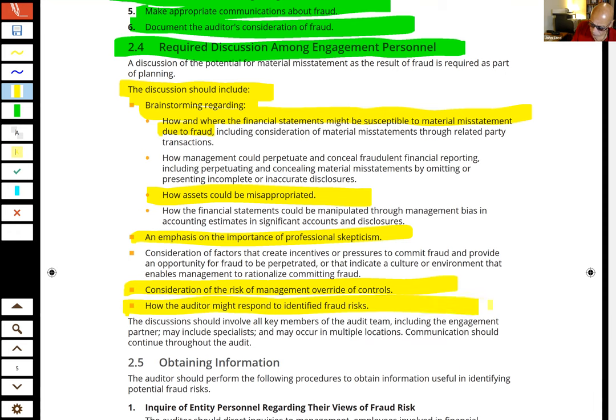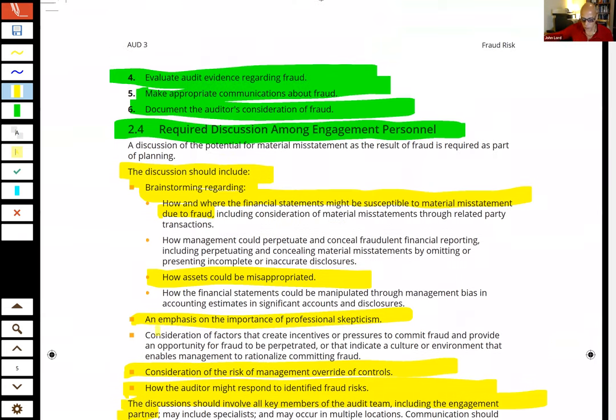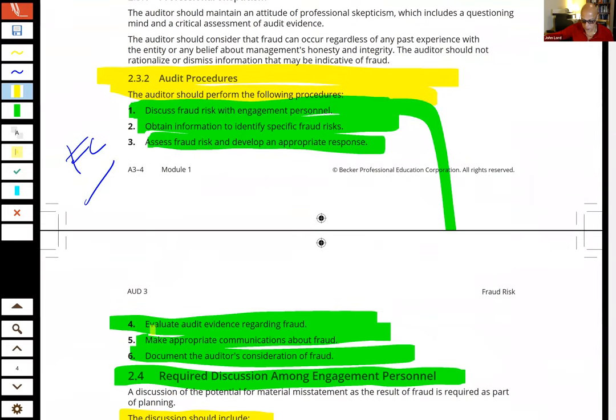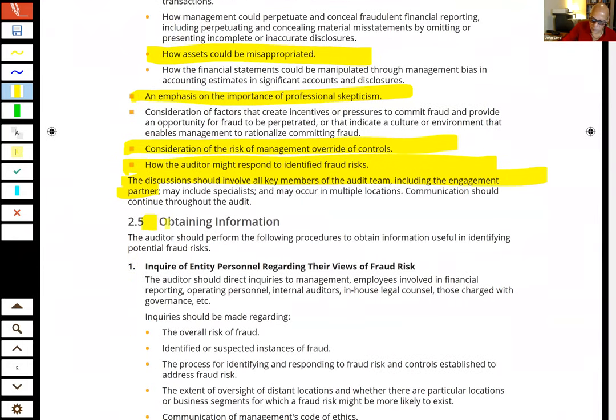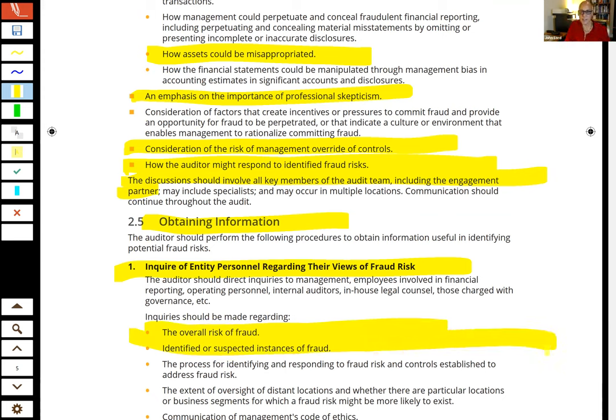How the auditor might respond to identified fraud risk, and the discussion should involve all key members of the team, and really, it should be led by the partner, including the partner. The partner really should lead that discussion, okay? All right, good. So again, we're going through the steps here. Then they say obtain information to identify specific fraud risks. So you come down and you will obtain information by inquiring of entity personnel, and you'll ask about the overall fraud risk identified or suspected instances of fraud. Now, when you ask that question, you don't sit there and go, has fraud ever happened? Because they're going to say, no.